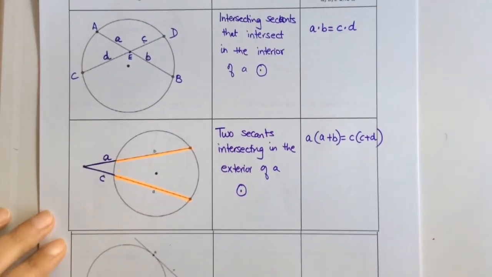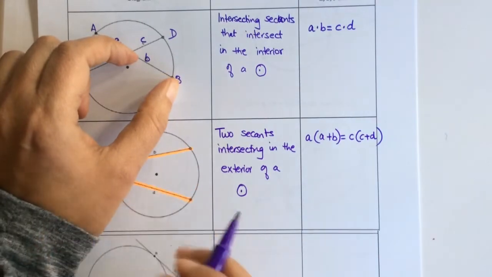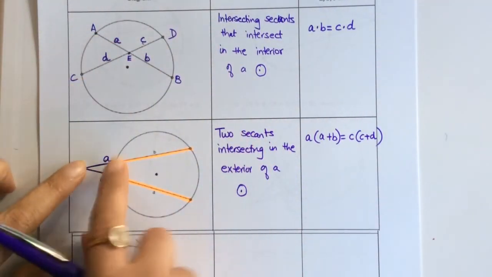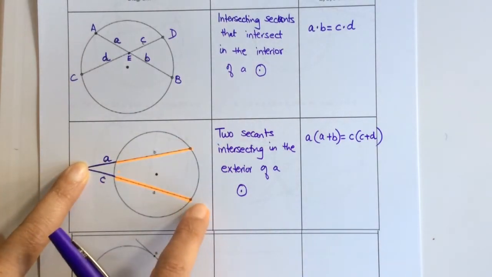Now please be very careful here. So in the first one, I was saying how they were getting cut, as A times B was equaling C times D. But in this case, it's A times the entire length is equal to C times the entire length.